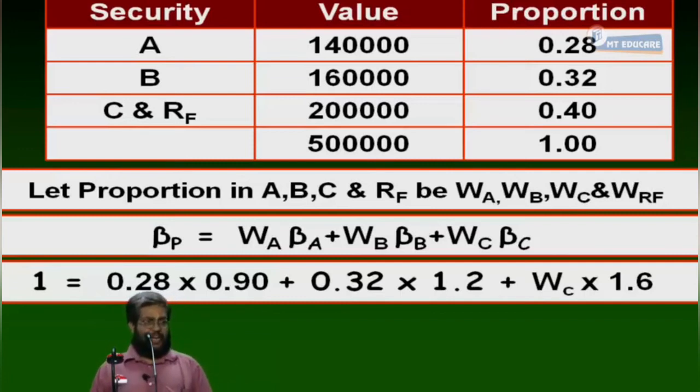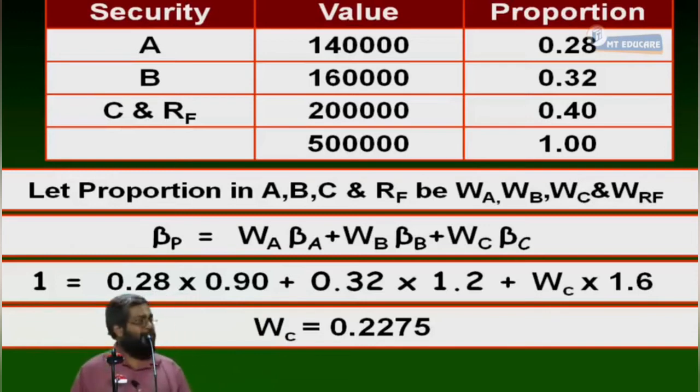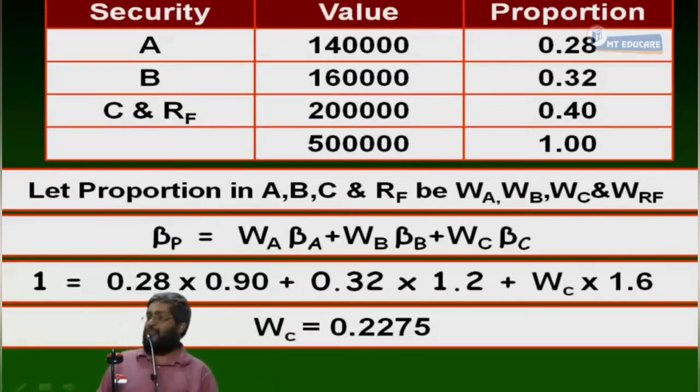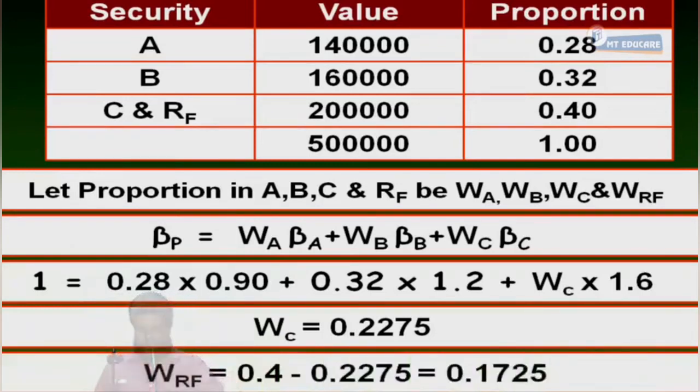If I rearrange, can't I find the weight of C or not? Yes. Weight of C is equal to 0.2275. Believe my numbers, it can be calculated. Weight of C is 0.2275. Yes or no? Now C and risk-free together have a weight of 0.4. So 40% of the money I'm going to put in C and risk-free. Invest 0.2275 in C, and the balance in risk-free. Weight of RF is equal to 0.4 minus 0.2275, which is 0.1725. Weight of RF is 0.1725. I want you to respond.